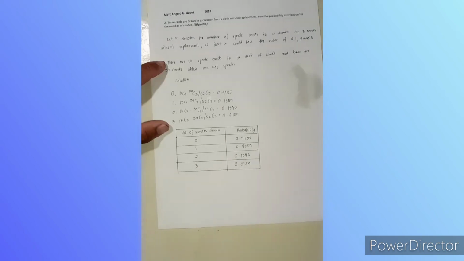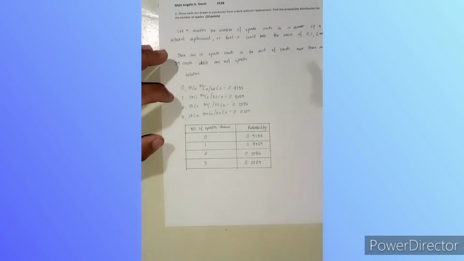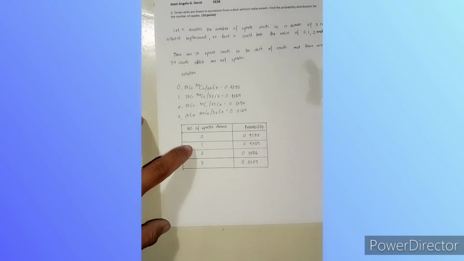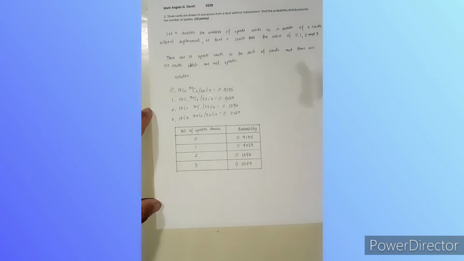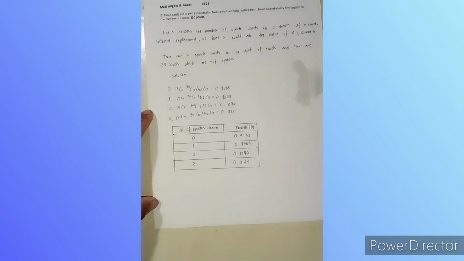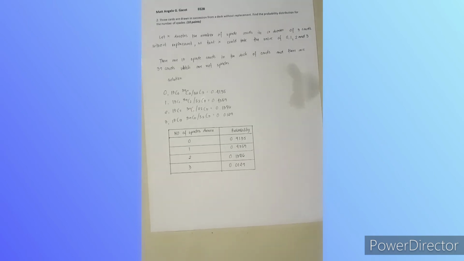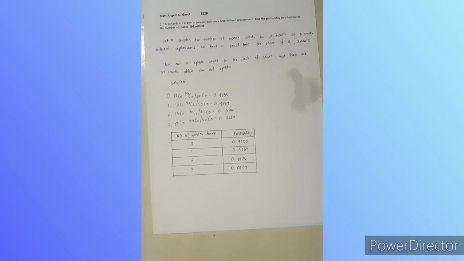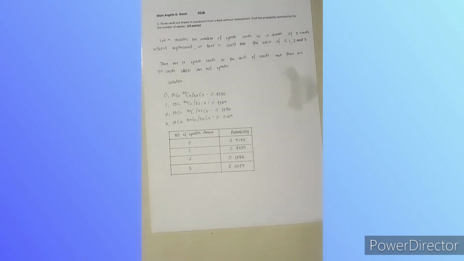So, for the table, the number of spades drawn is 0, 1, 2, 3. The probability of 0 is 0.4135, for 1, 0.4359, for 2, 0.1376, for 3, 0.0129.